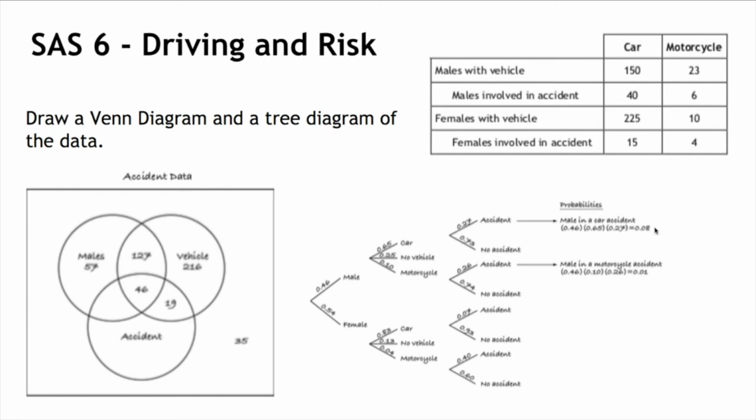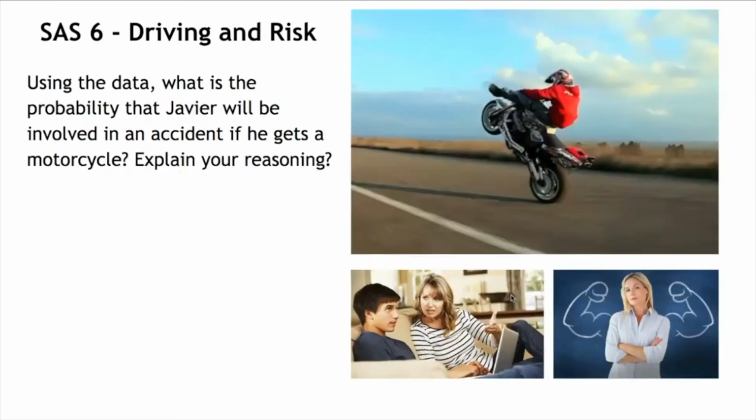Male in a car accident, he says, is 8%. With a motorcycle, male in a motorcycle accident is 1%. And he wants to use this information to persuade his mother. So let's look at this. Using the data, what is the probability that Javier will be involved in an accident if he gets a motorcycle?